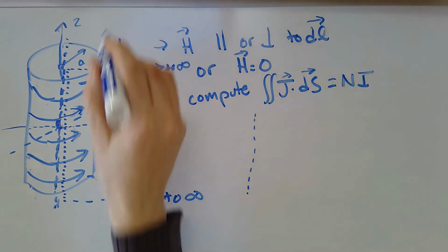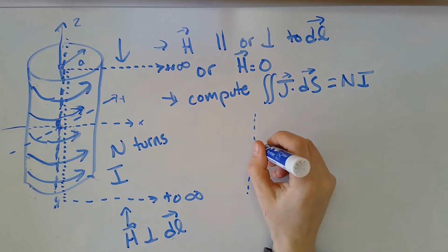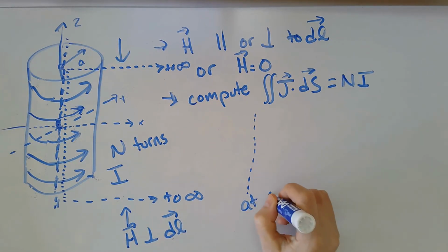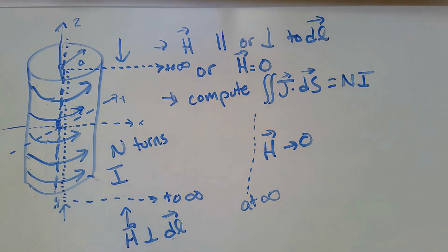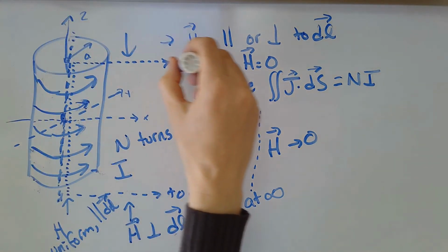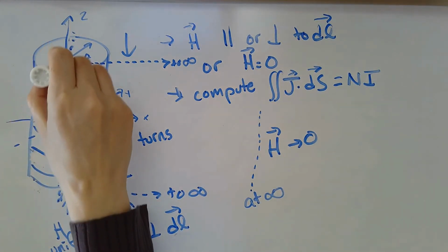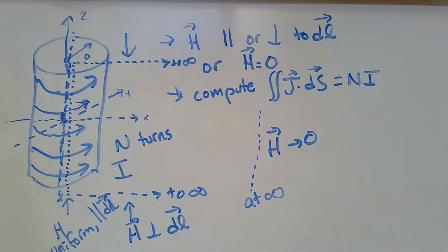So here's what happens. On the top and the bottom edges, H is perpendicular to dl. On the edge that is at infinity, H goes to 0. And then here down the middle of the coil, on the inside, H is uniform and parallel to dl. So our Amperian path is this rectangle that has one side that goes up the middle of the coil along the direction that we expect H to be going.